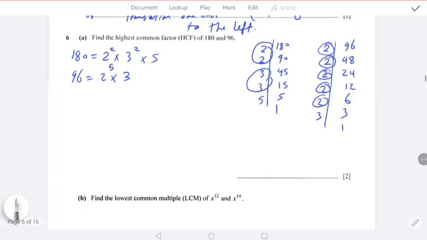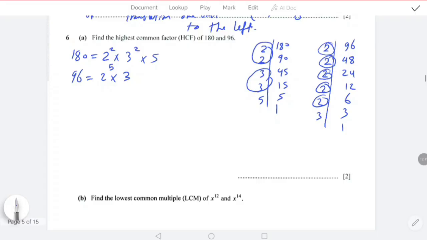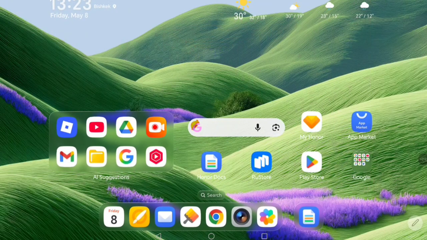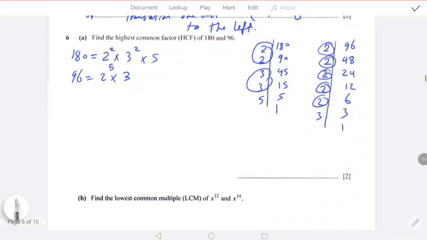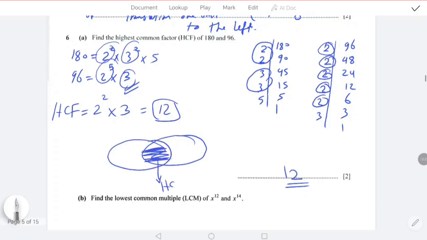Now we need to look at the highest common factor. What's the highest common factor between them? It means you will take the highest common part between them. Here we have 2 squared and 2 to the power of 5, so the common part is 2 squared. Here 3 squared and 3, the common part is 3. So the HCF will be the intersection, which is 4 times 3, which is 12. It's like an intersection. This one is the HCF.